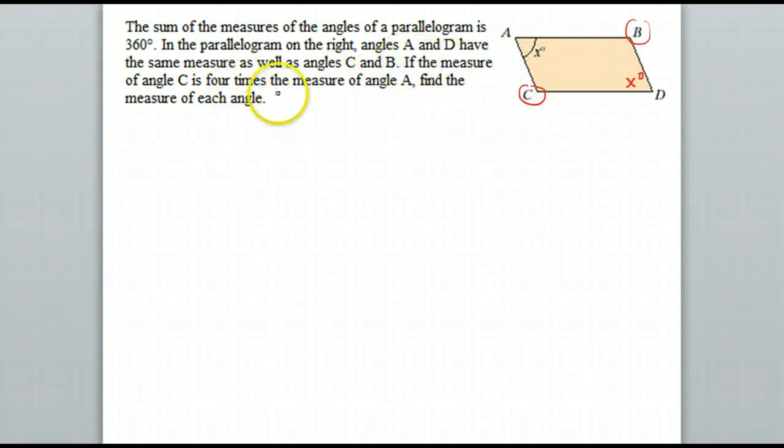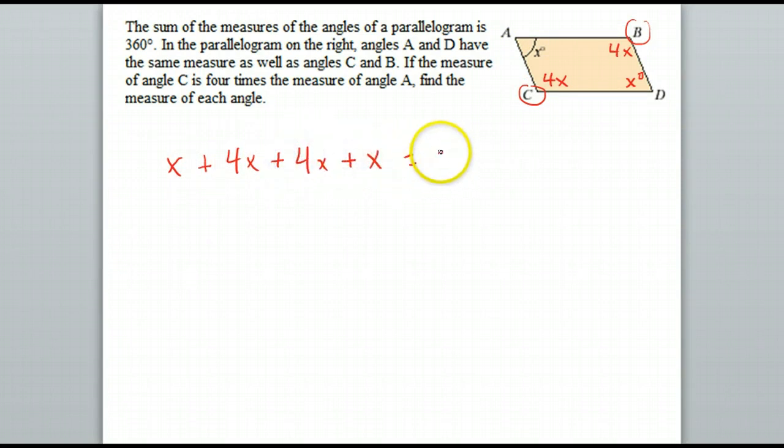And then they tell us the measure of angle C is 4 times the measure of angle A. So this is 4 times x. And C and B have the same measure, so this is 4x. Find the measure of each angle. The sum of the measures is 360, so if I add up all these four expressions, x plus 4x plus 4x plus x, I should get 360.